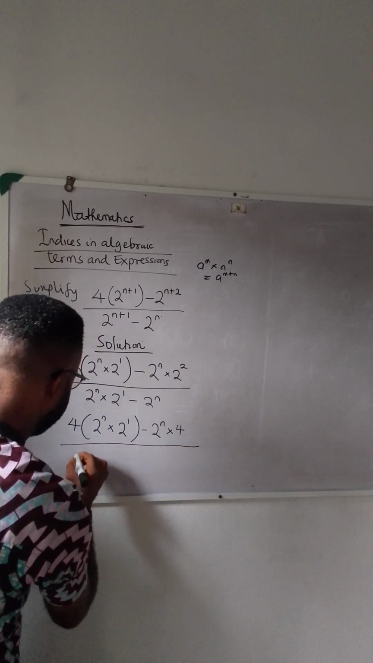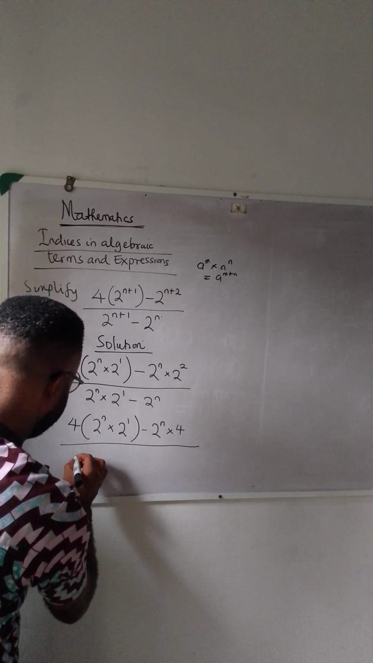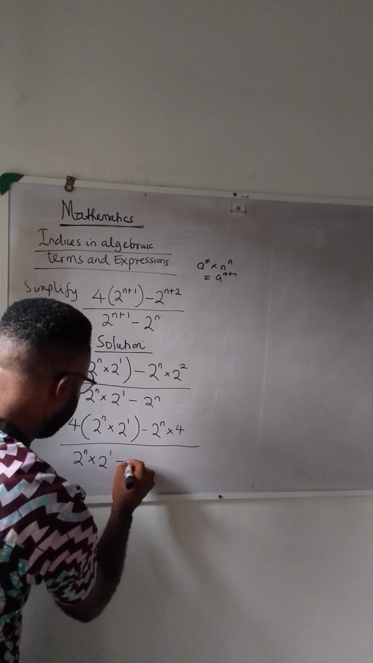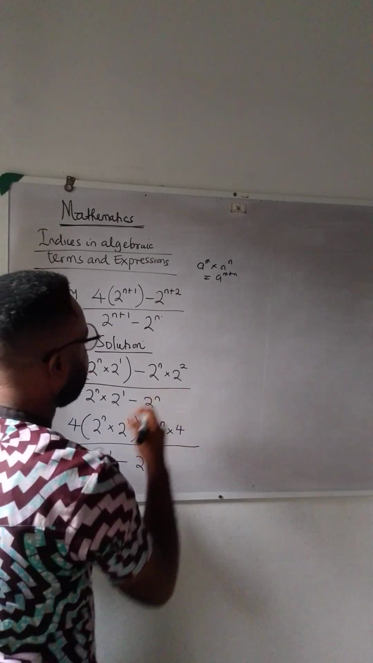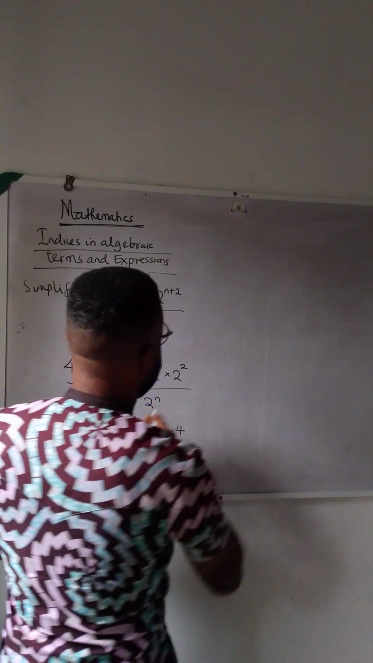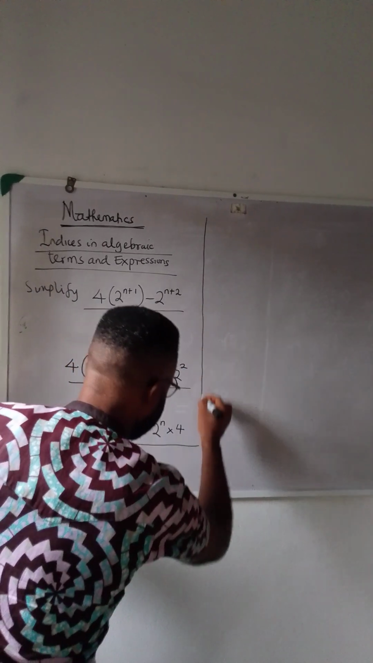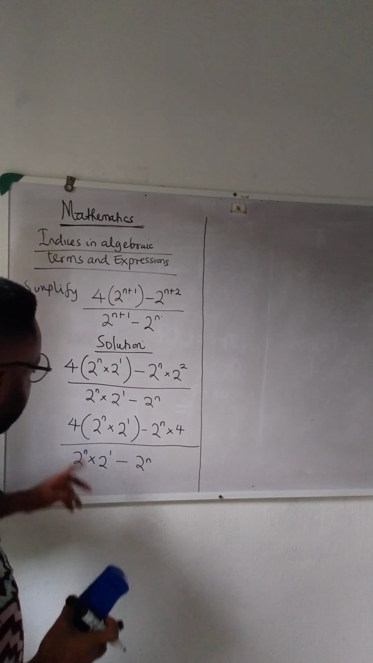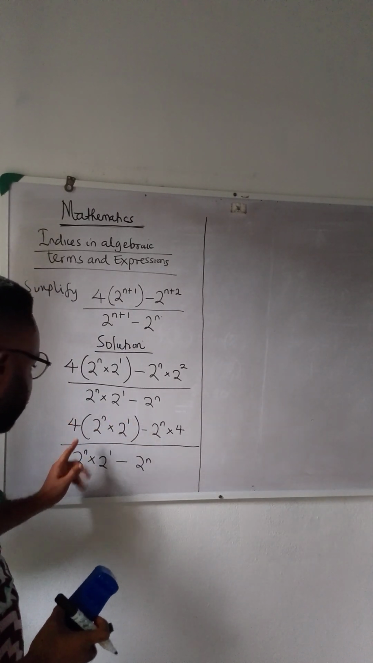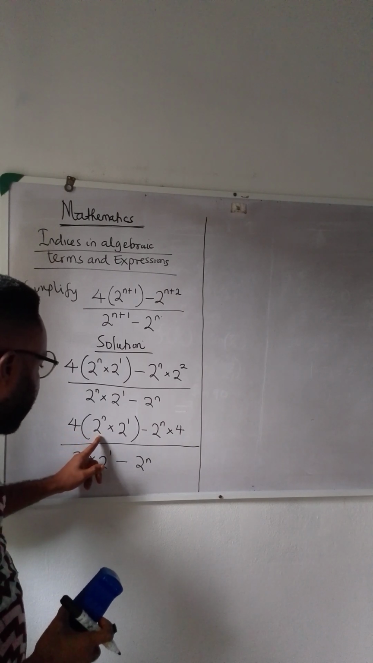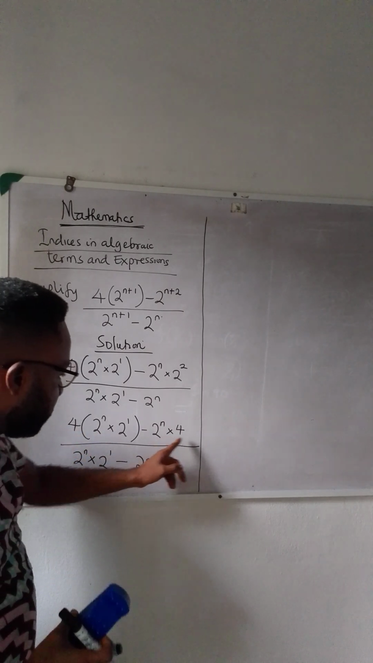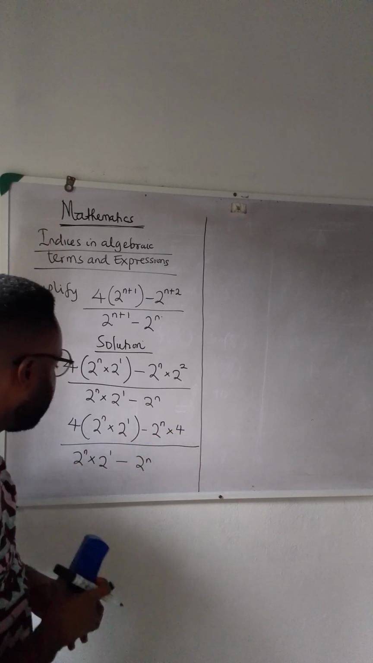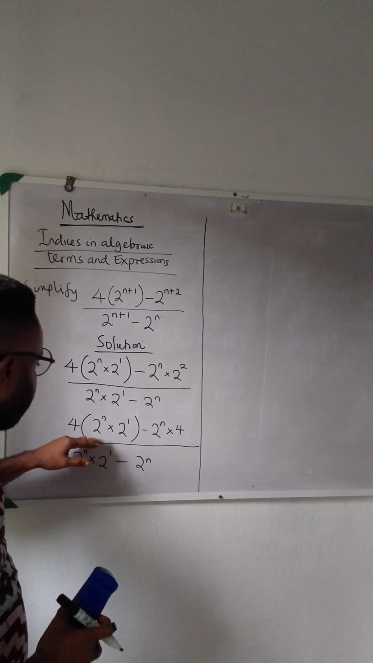This will be divided by, for the denominator, 2 raised power n times 2 raised power 1, minus 2 raised power n. Okay, so having done that, we can now simplify further. If you look at this, you understand that from this part of the expression, 4 times 2 raised power n is common, and also from this part, 2 raised power n times 4 is common. So we can actually factorize at this point.